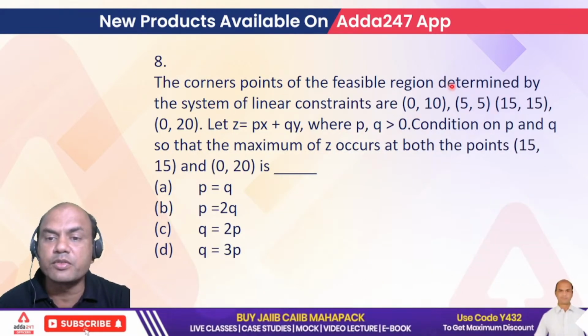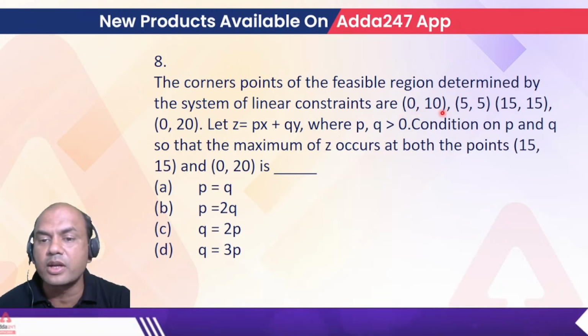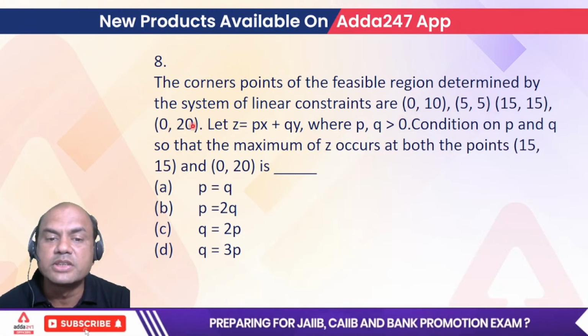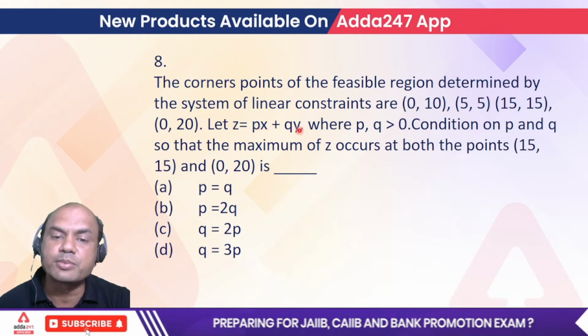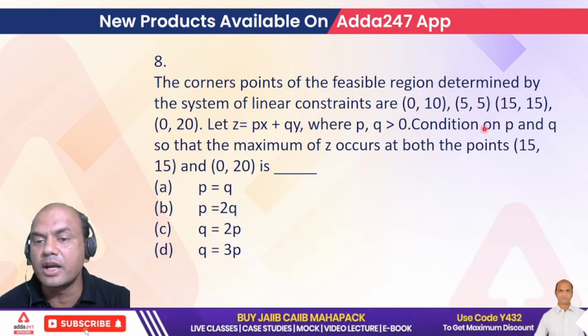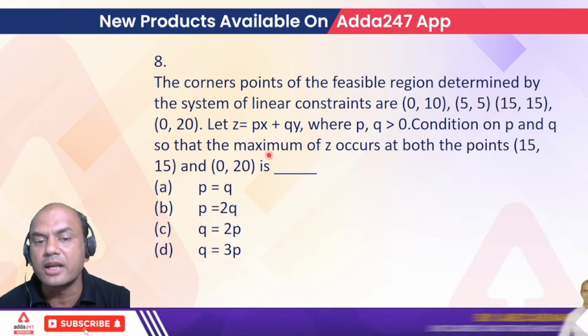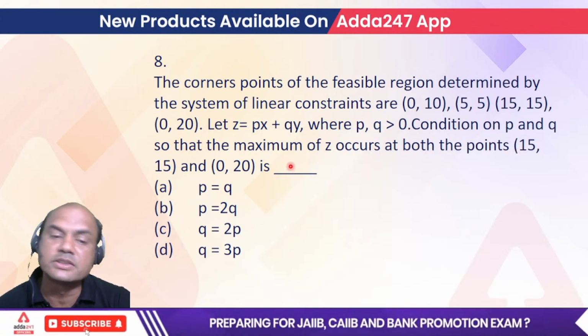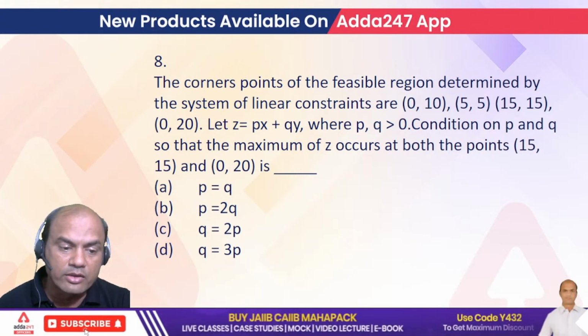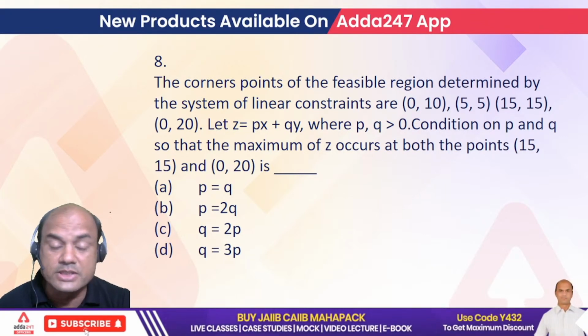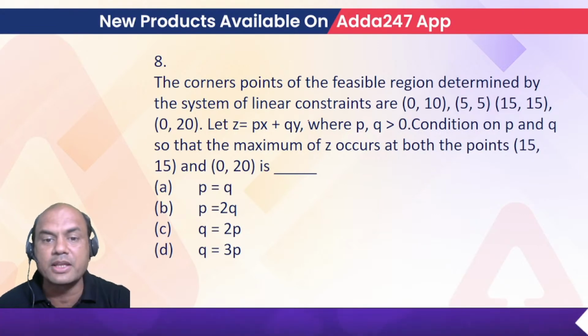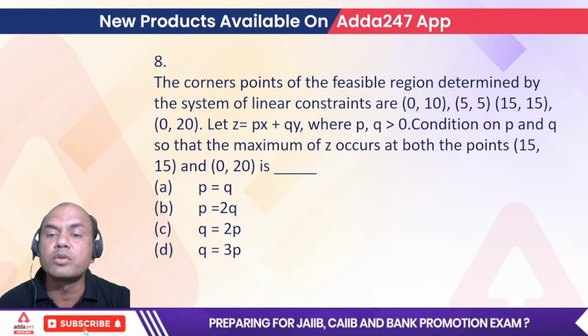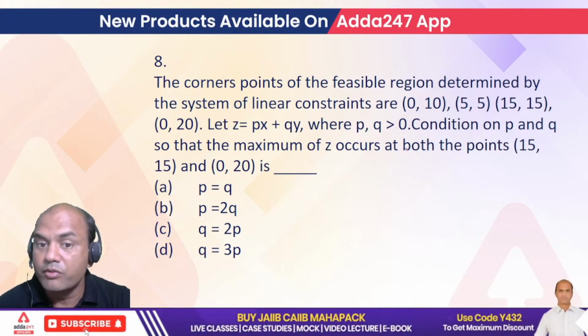The corner points of a feasible region determined by a system of linear constraints are given as 0, 10, 5, 5, 15, 15, 0, 20. Z equals Px plus Qy, where Pq is greater than 0. The condition on P and Q so that the maximum value of Z occurs at 15, 15 and 0, 20 is, means what? See here, the constraints for the feasible region are given, and we have been given this Z function. So what have we to do? We have to find where the maximum value of Z occurs. See here, where means what?